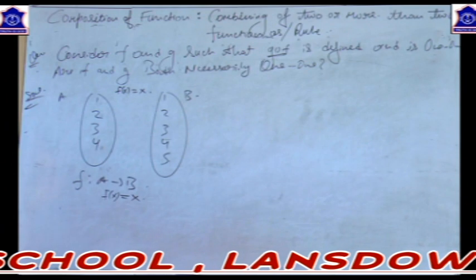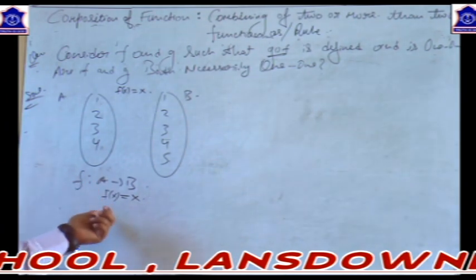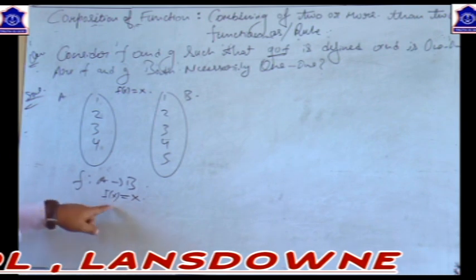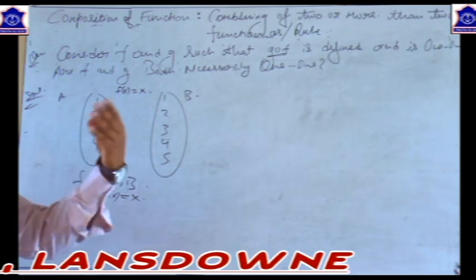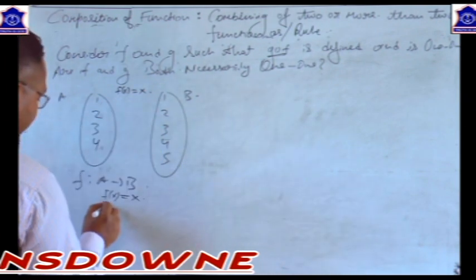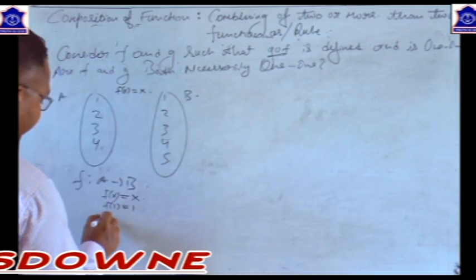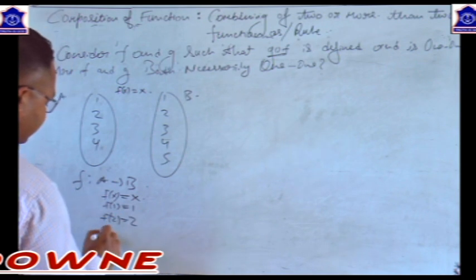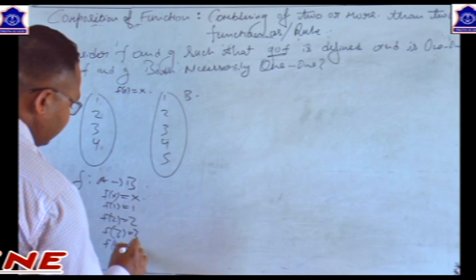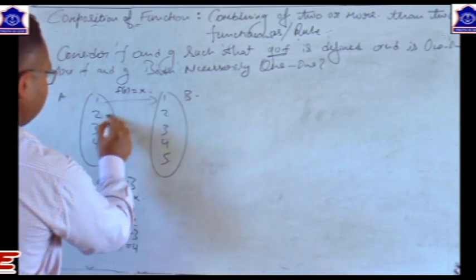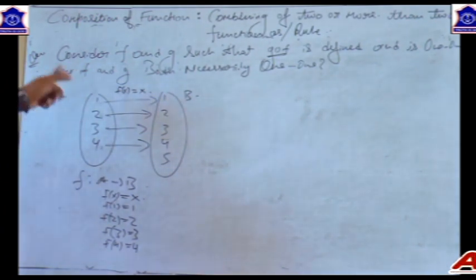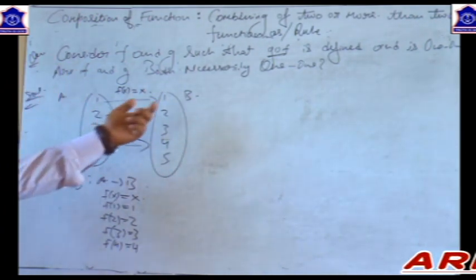fx equals x means whatever value you give to x, this is an identical function. Whatever value you are going to give to x of f, you are going to get the same value. Okay. So on f1 you will get 1, f2 you will get 2, f3 you are going to get 3, and f4 you are going to get 4. So the image of 1 is 1, 2 is 2, 3 is 3 and 4 is 4. And because we have only 4 elements here in this set, which we have assumed, set A and set B.